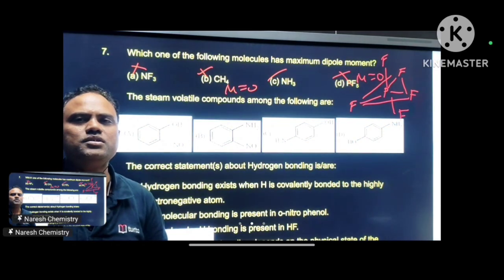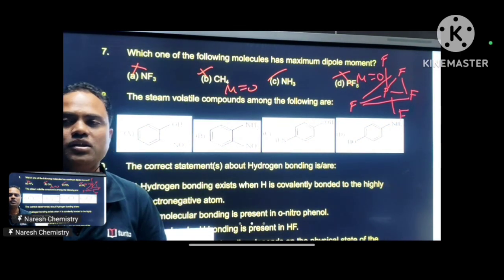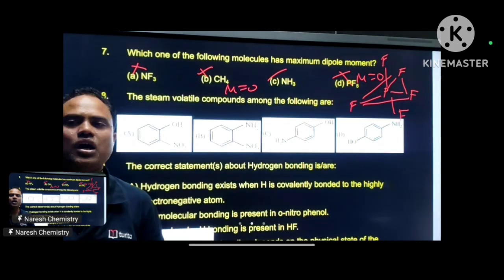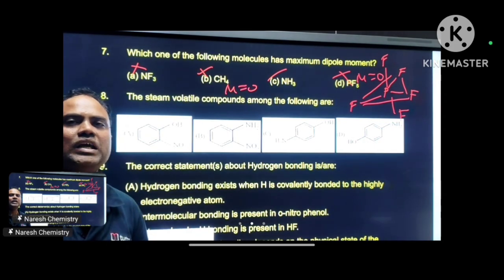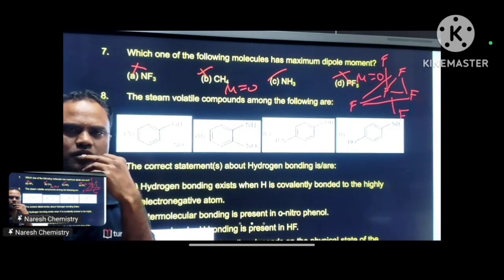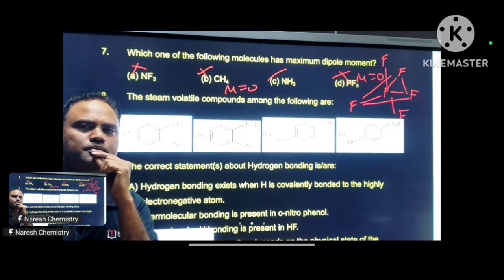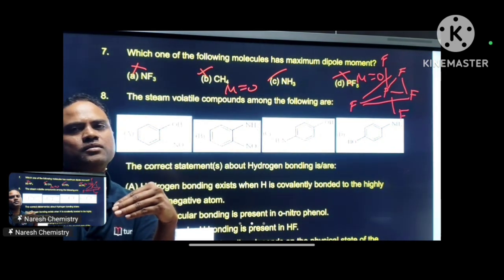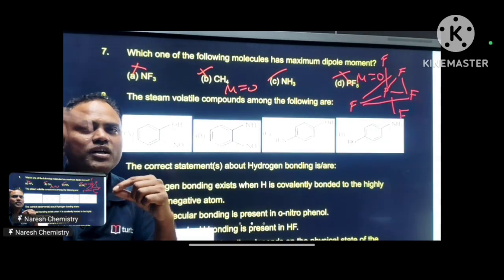Orthonitrophenol is having which type of hydrogen bonding? Inter or intra? Intra. Intramolecular hydrogen bonding. If intramolecular hydrogen bonding is present, boiling point is less. If boiling point is less, volatility is more.